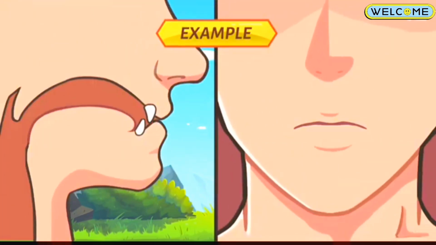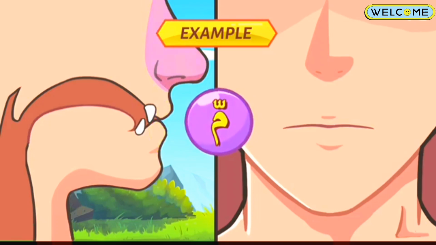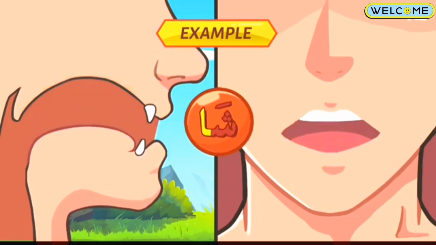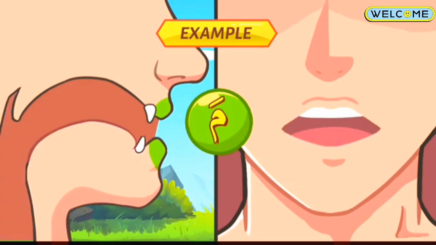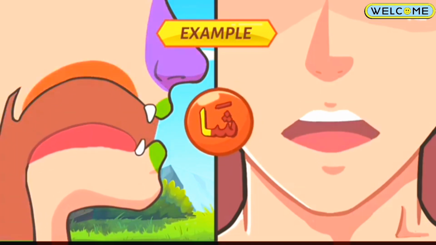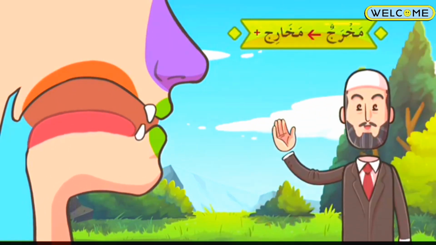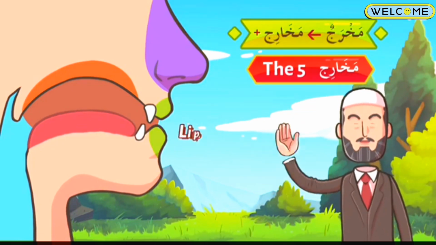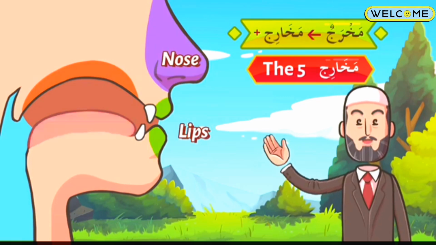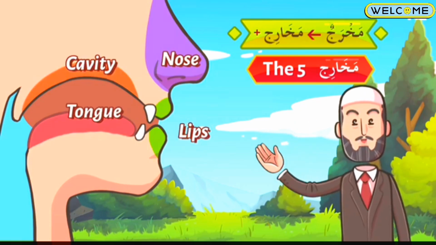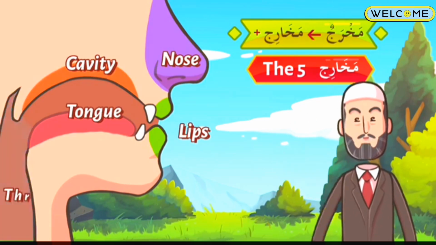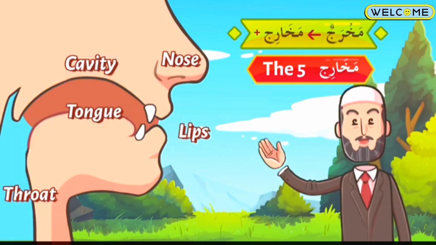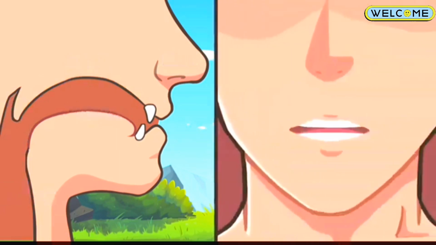For example, we have ma, m, sha, sha, the sound after that, and kha. So ma, m, sha, kha. Or in other words, we have the five makharij, which are lips and the nose, tongue and the cavity above it, and the throat. Lips, nose, tongue, cavity and the throat.